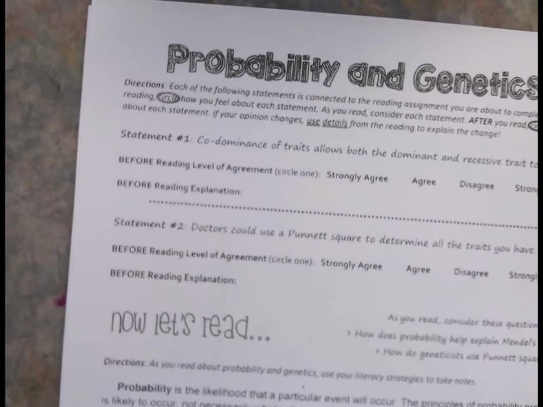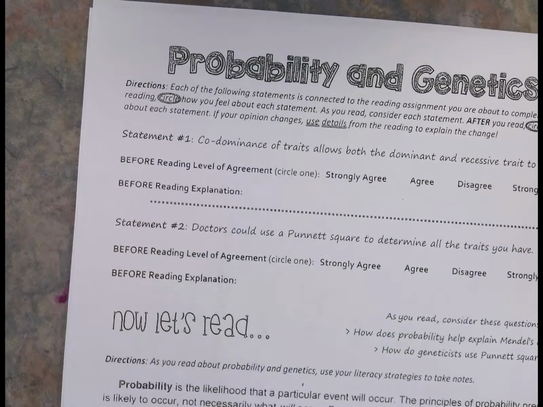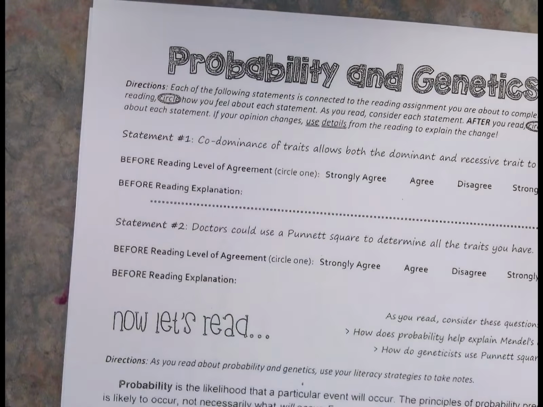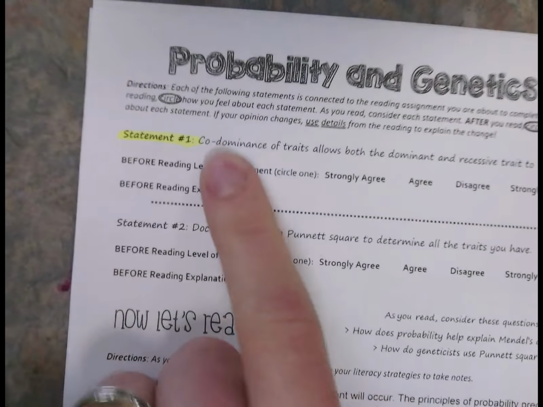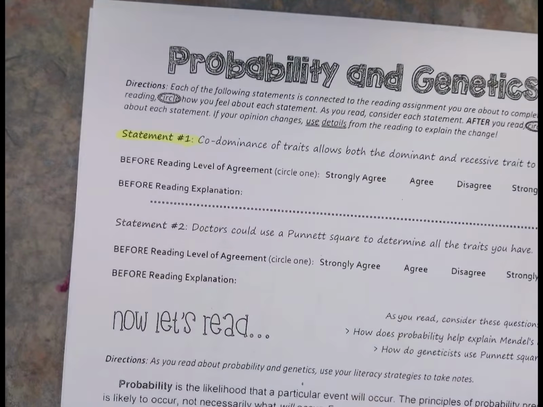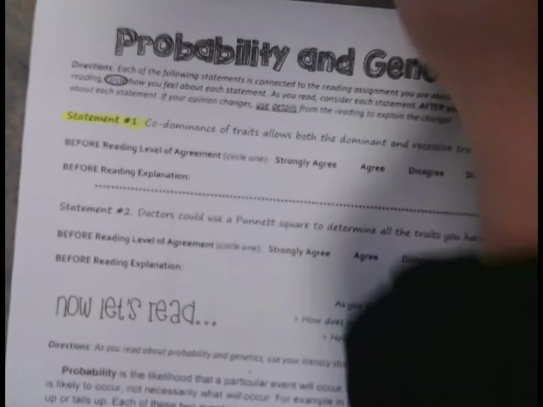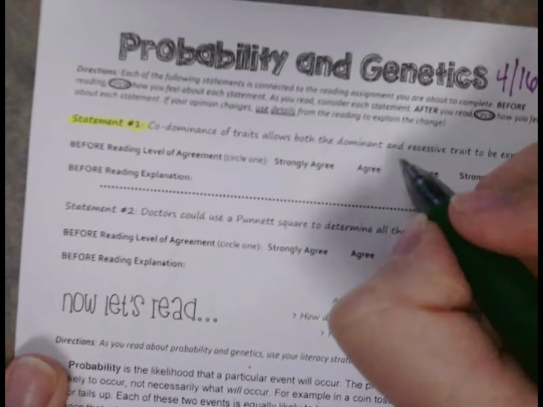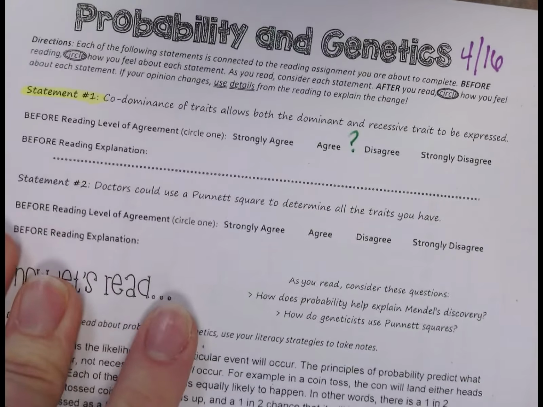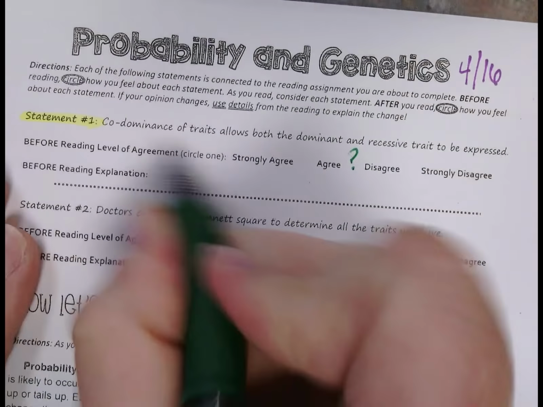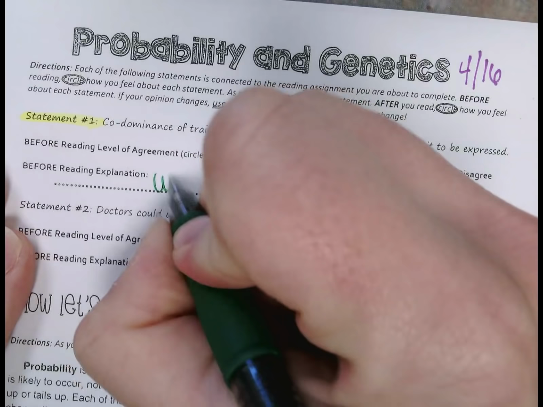This one is a little bit different in that the before statements are here and then the after statements are after the reading. So codominance of traits allows both the dominant and recessive trait to be expressed. Goodness gracious, who knows what that means? So maybe you don't have an answer. Maybe you're like, oh my gosh, I know all about this. I wrote a book about this, or I kind of have some idea. My answer, codominance. I'm going to put my question.